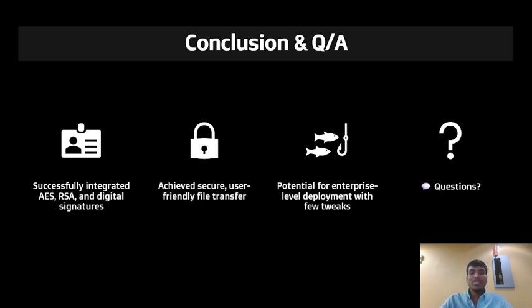So, coming to the conclusion, the secure file transfer system effectively integrates AES encryption, RSA key exchange, as I mentioned, and digital signatures to ensure the file transfers are secure, efficient, and reliable. With the help of ngrok, the system provides global access without the need for complex infrastructure. So now I'll quickly go through the demo of the project.